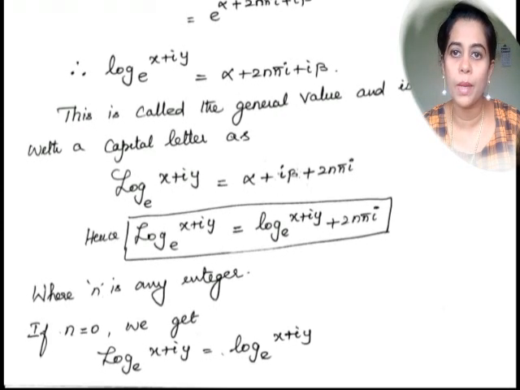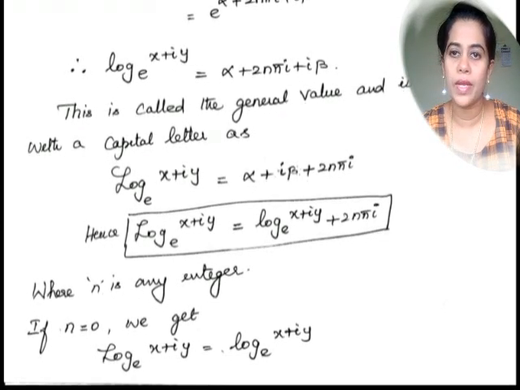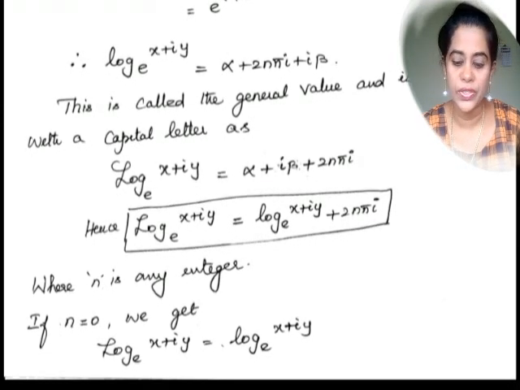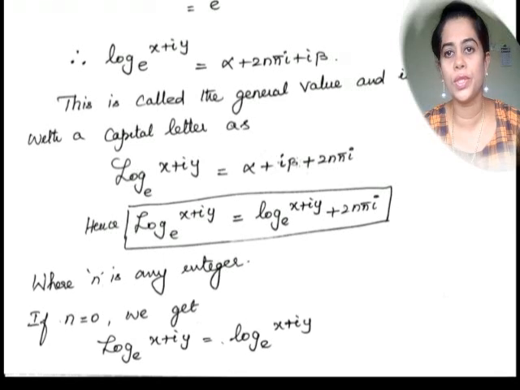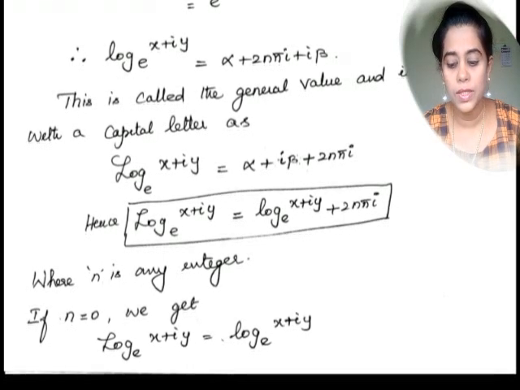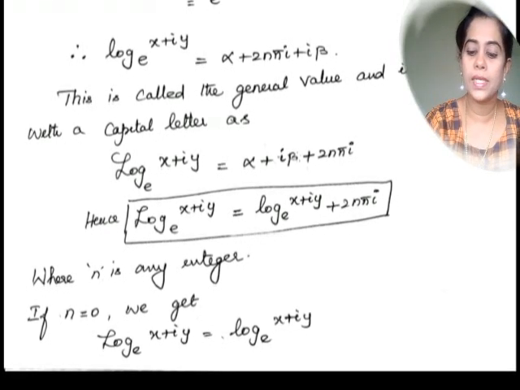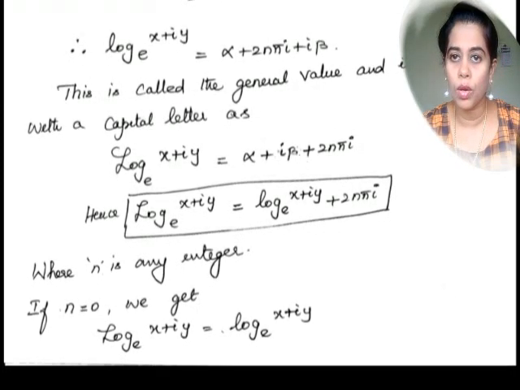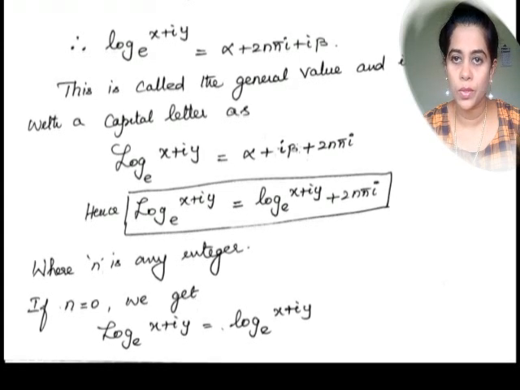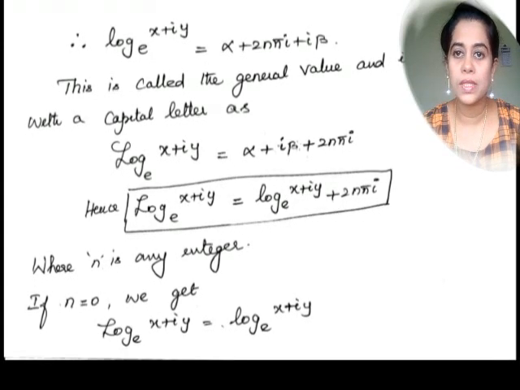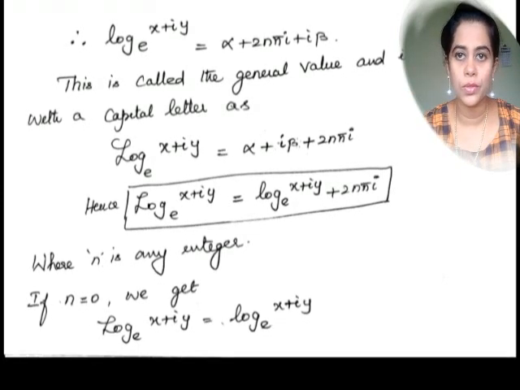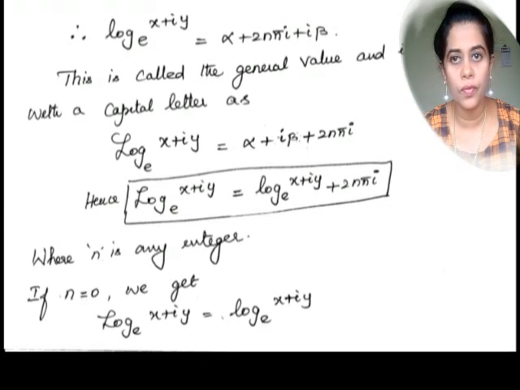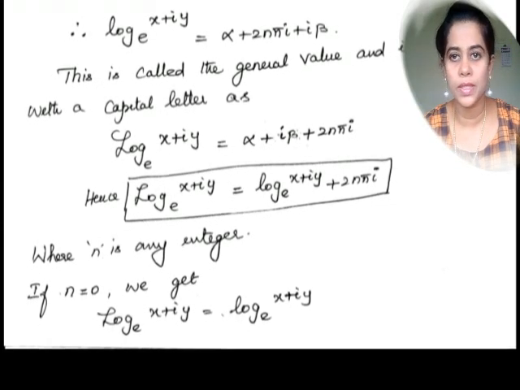By that, we can get many values. When n is varying, we can have many values, right? Where n is an integer. If n is equal to 0, so what do we get? When n is equal to 0, we are getting capital log of x plus iy to the base e equal to small log of x plus iy to the base e plus 0. So therefore, capital log of x plus iy to the base e is equal to small log of x plus iy to the base e.